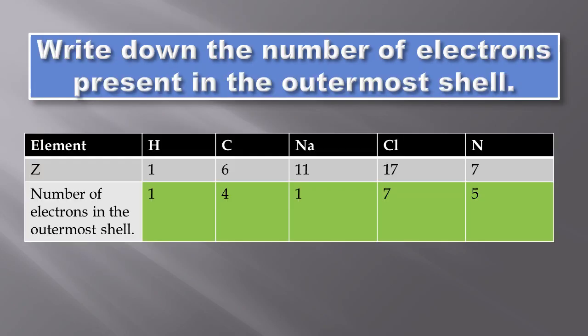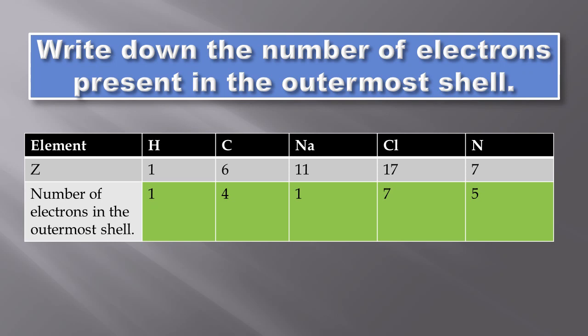Now students, here one more table is given in your textbook. That is, write down the number of electrons present in the outermost shell. Let's see the table. Here elements are given and Z is given. Students, what is Z? The number of protons in the element.